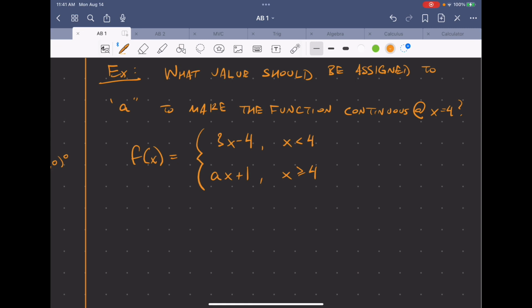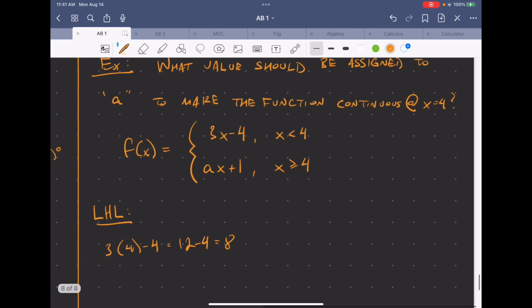So I'm going to start off by finding the left-hand limit. So this is going to be approaching x equals 4. And if I'm on the left side of 4, then I'm using the top function, 3x minus 4. So I'm going to do 3 times 4 minus 4, which is 12 minus 4, and that's 8. So my left-hand limit for that is 8.